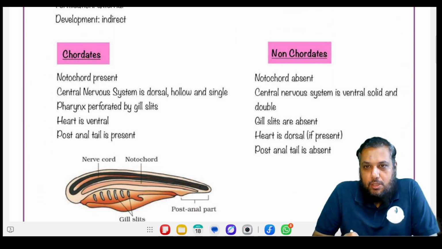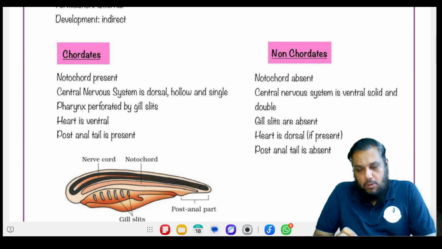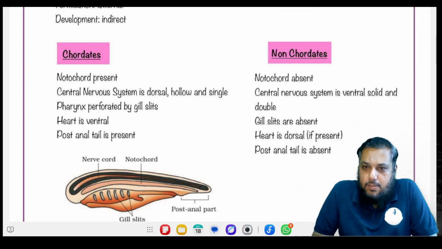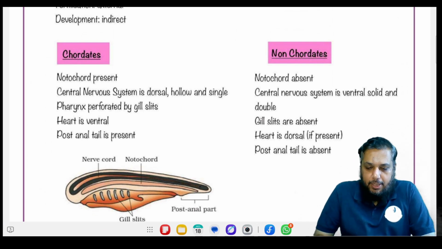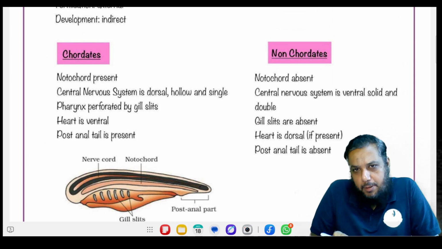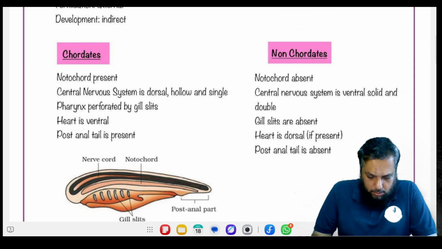And they show the presence of a central nervous system, which is dorsal, hollow, and single. The pharynx shows the presence of perforated gill slits, at least during some stage of their life. The heart is ventral in position, and the post-anal tail is present in most of the chordates.